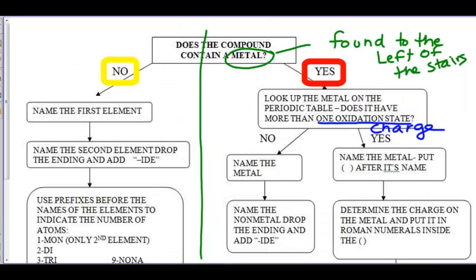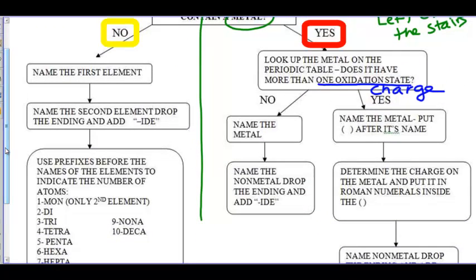We dealt in class with the note. It says, look up the metal on the periodic table. Does it have more than one charge? Today in class, we dealt with the no. If the answer to that is no, if your metal only has one charge, you name it, then you name the nonmetal, drop the ending, and add IDE. What I want to talk about now is if it does have more than one charge. It's pretty much the same.